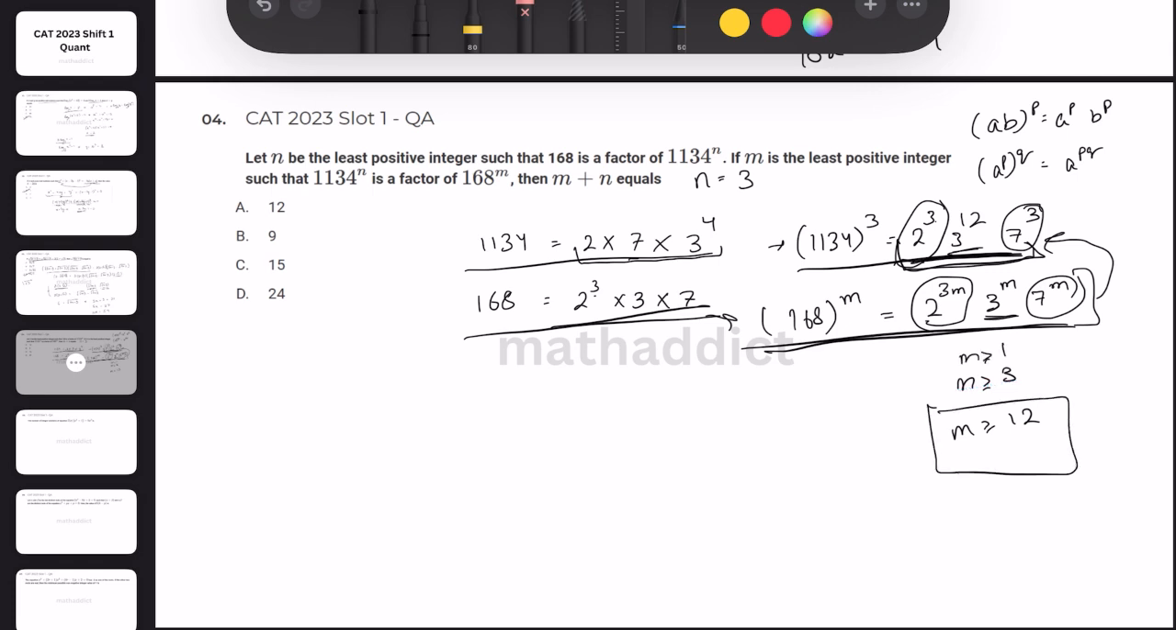So the answer is at least m should be at least 12 for this number to be divisible by this number. So we get m is 12. We are asked for m plus n, that becomes 15. So the answer is C.